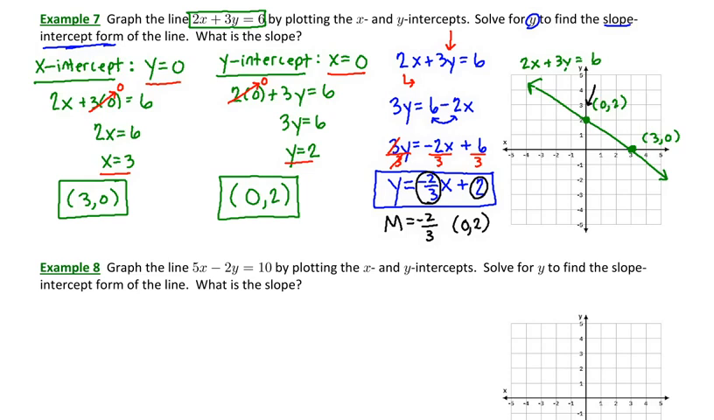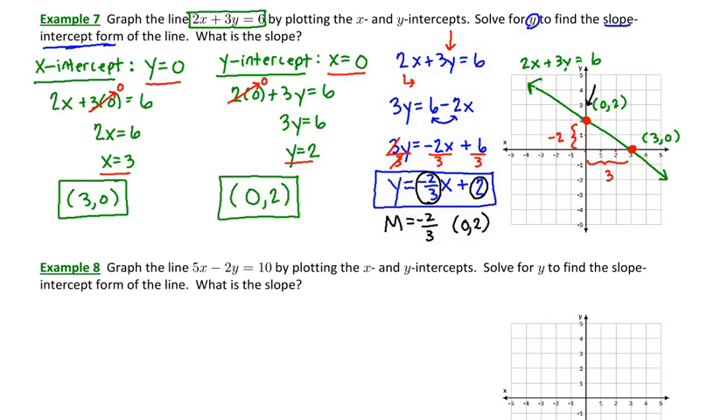Let's double check our slope. So if I measure the rise and the run from the y-intercept, I'm going to count down 2 and right 3. And notice that gets me to the next point on the line. So our rise is negative 2 and our run is 3.